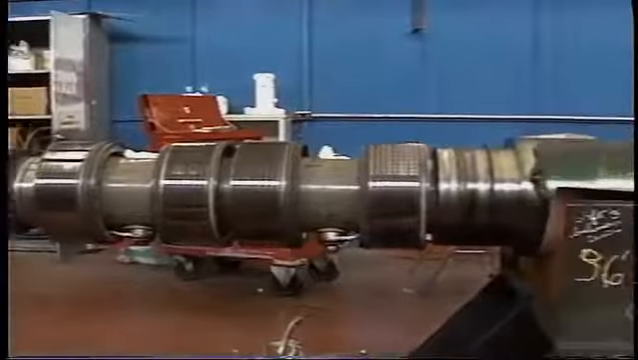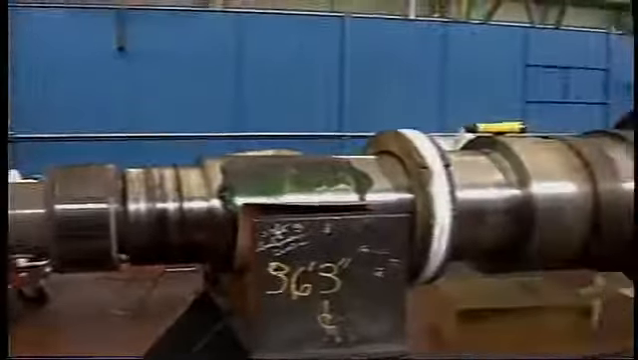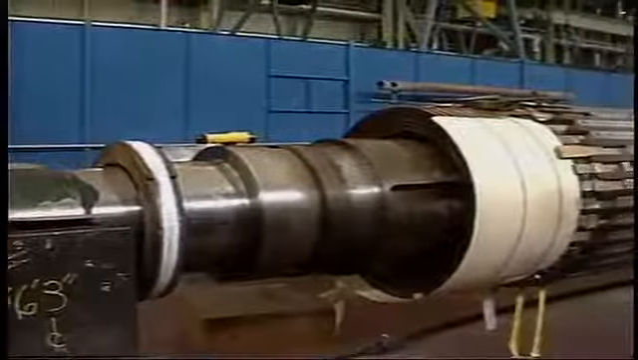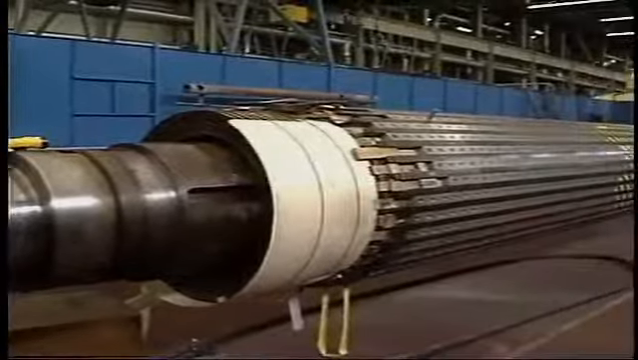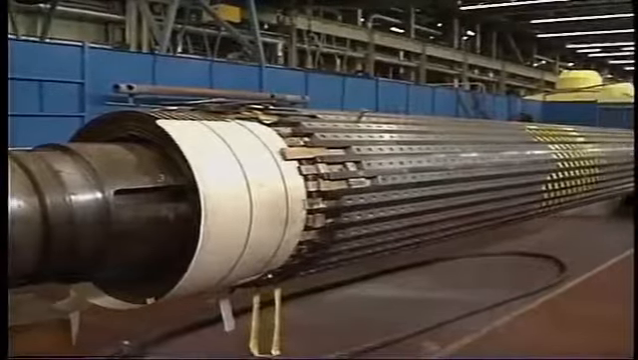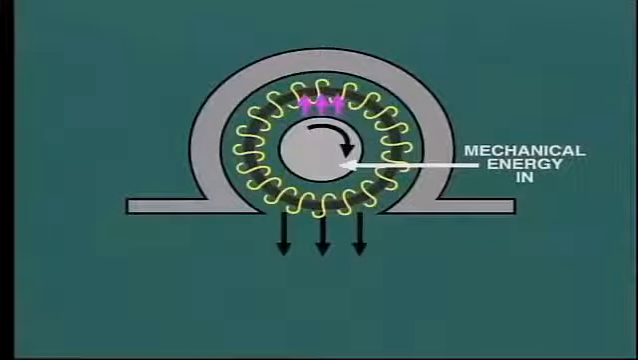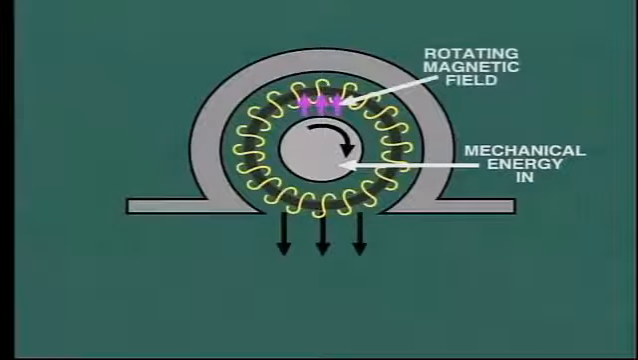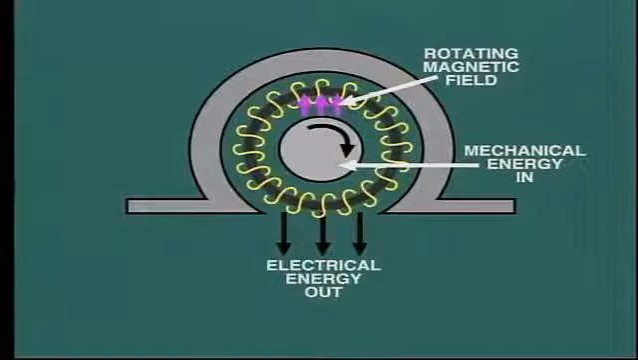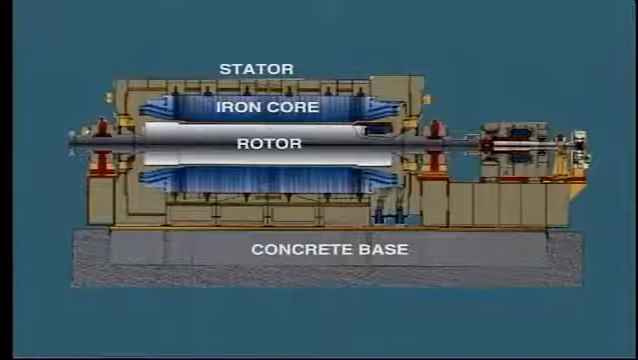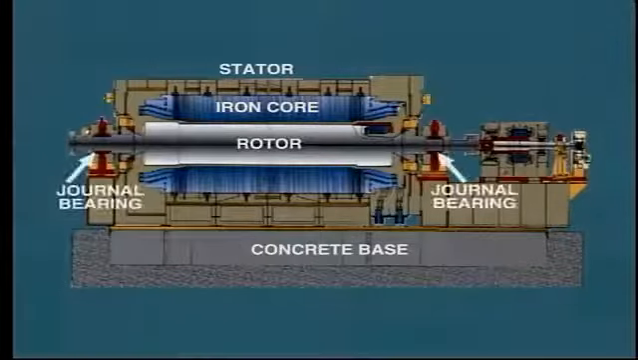But first, let's move our attention to the rotor. The function of the rotor is to provide a rotating magnetic field. The rotor is coupled to the turbine and thereby receives all of the mechanical energy produced. This mechanical energy is then transferred across the rotating magnetic field to the stator windings, where it is converted into electrical energy. The rotor is supported at each end by journal bearings.